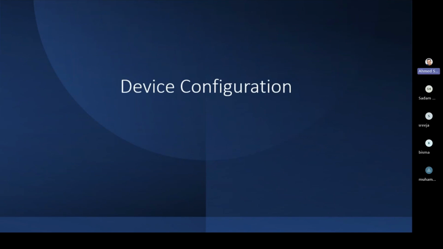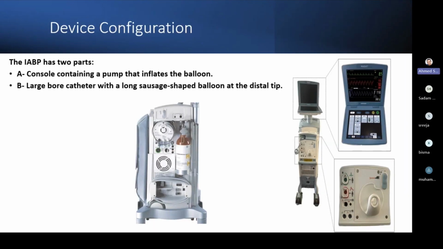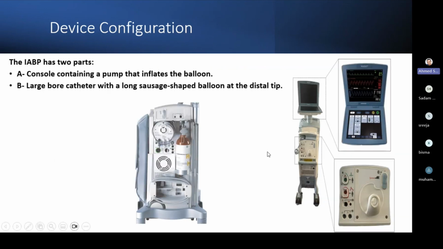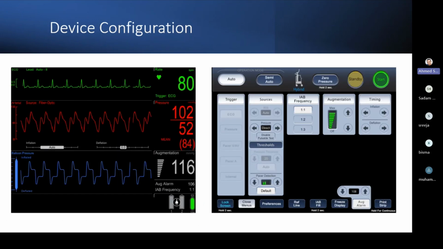The next section is about the device configuration, and as you see, the device is divided into 2 parts: the console part and the catheter part. In the console part, you will find the display monitor and the touch screen, and there is the console part for the helium cylinder, and there is also a pump to inflate and to deflate the balloon.